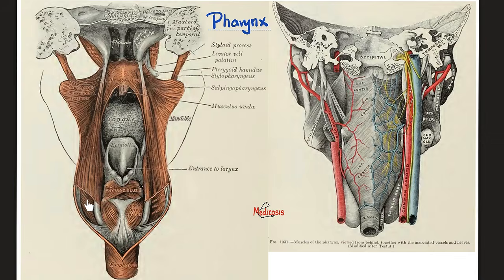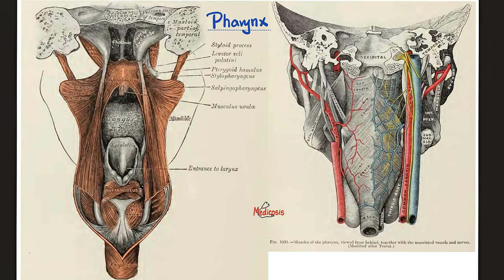This is the pharynx as seen from behind. This is the base of the skull. These are the choana of the nose, posterior choana or posterior openings of the nose. This is the pterygoid hamulus, which is part of the medial pterygoid plate, and it gives rise to the pterygomandibular ligament.